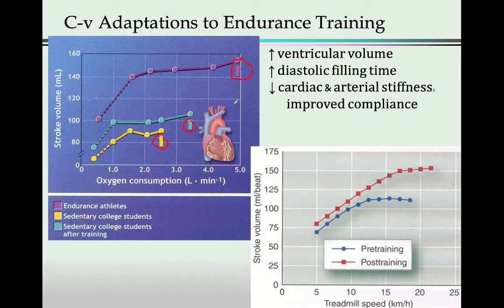Here you can see slightly different data. Here the stroke volume is continuing to go up for a bit longer. Now they've expressed it as treadmill speed, but it's still stroke volume compared to exercise intensity. It does start to plateau a bit here towards the end, both in the untrained and in the trained state.